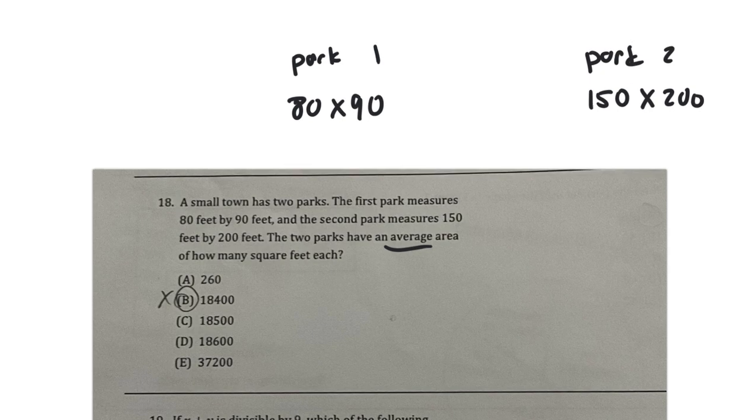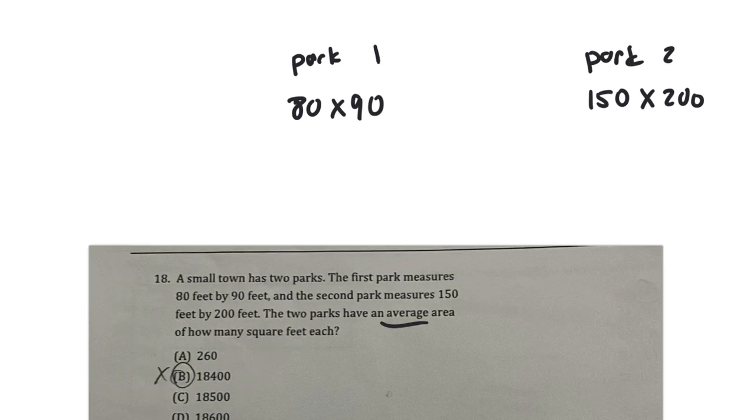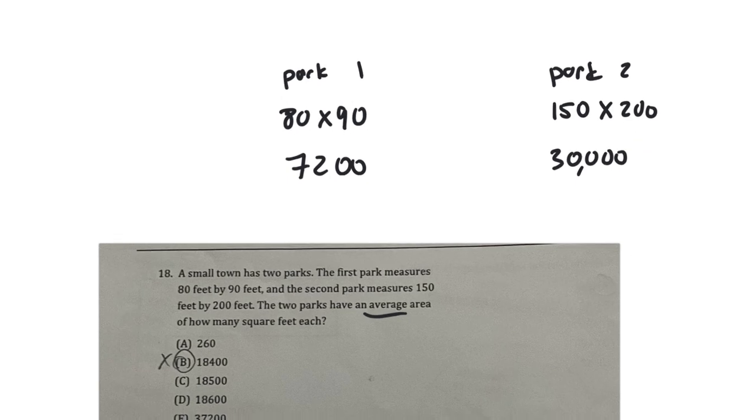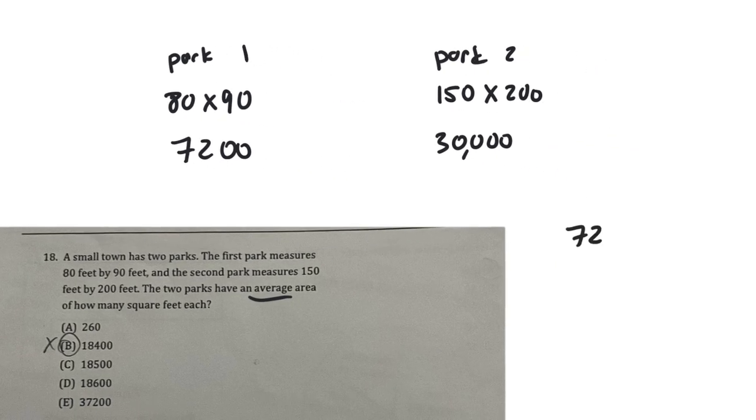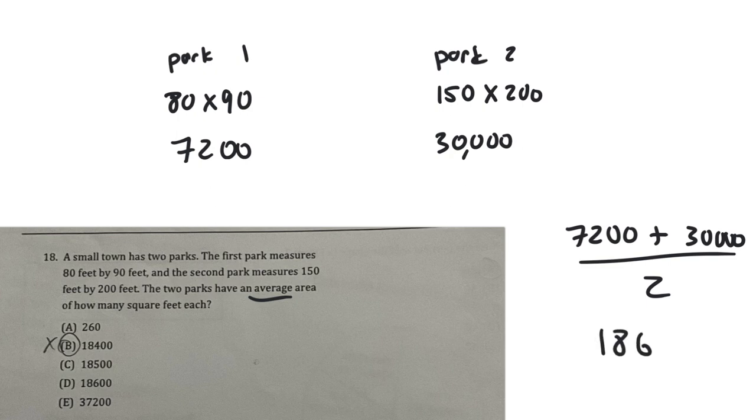So 80 times 90 is 7200. 150 times 200 is 3 with 4 zeros. And if you want to get the average, that's a matter of adding those and then dividing by 2. So that's going to be 18600, which is right here.